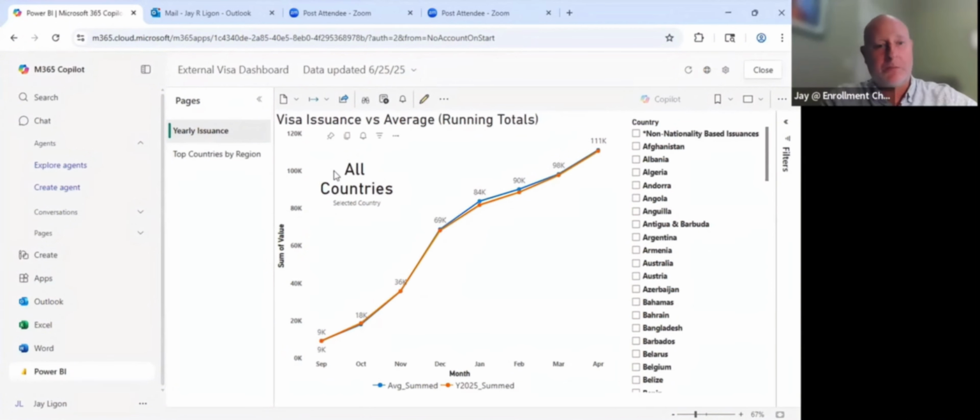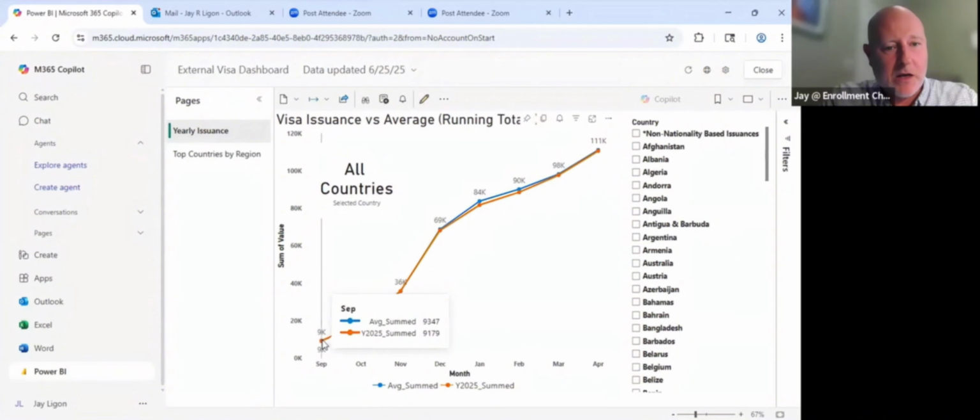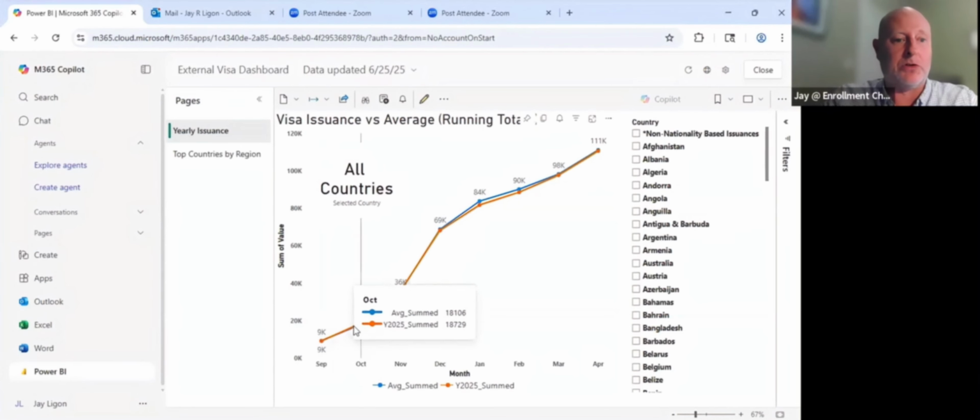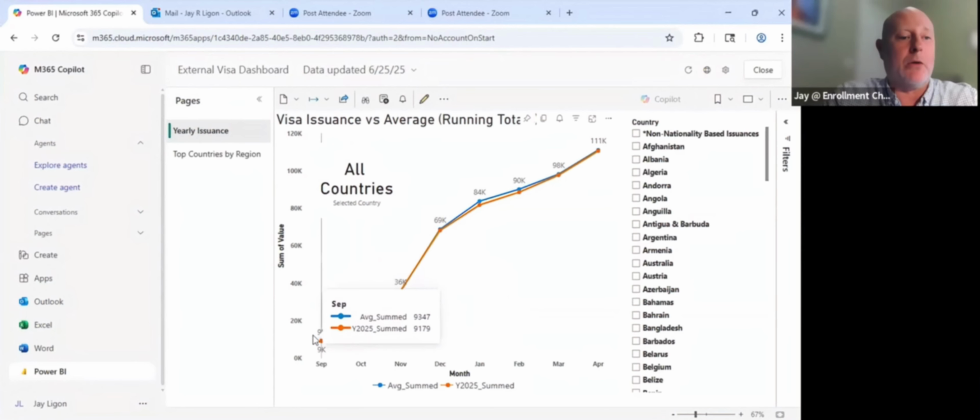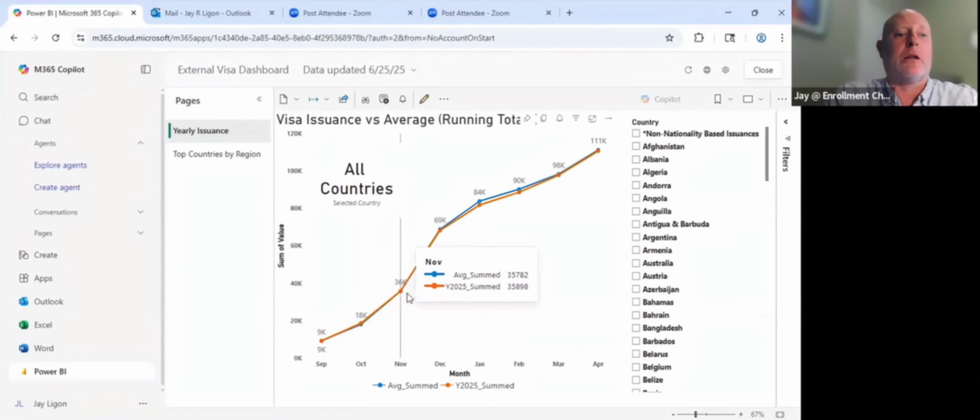This first one is the one that some people have seen on social media, where I'm measuring this year's visa issuance versus an average, a running total. Running total means that this month here, that average sum, 9,347 visas were issued. And in 2025, this year, 9,179 visas were issued. You'll notice the next number moves up. It's not because more visas were issued in October than in September. It's because we're adding the amount issued in October to the amount issued in September so that this chart keeps going higher and higher and higher.